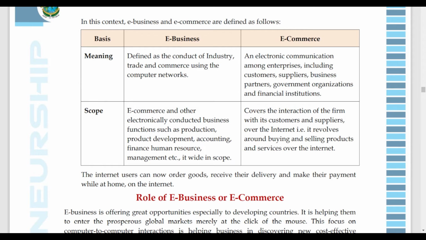Its scope is wide. Scope of e-commerce covers the interaction of the firm with its customers and suppliers over the internet. That is, it revolves around buying and selling products and services over the internet. The internet users can now order goods, receive their delivery and make their payment while at home on the internet.